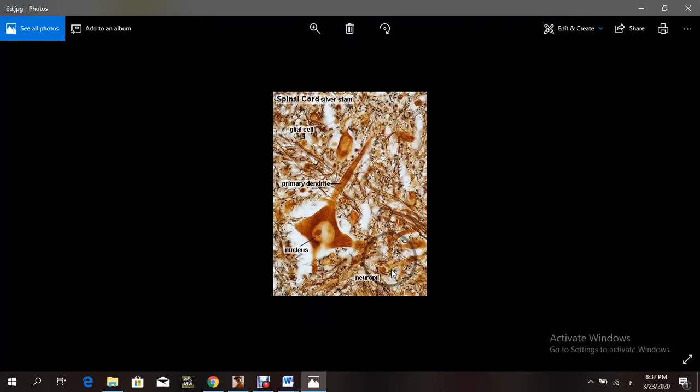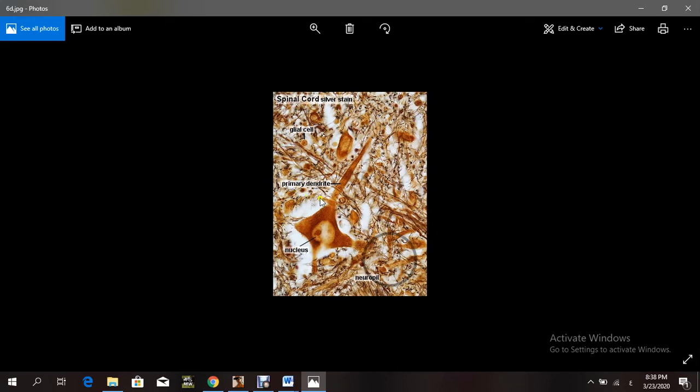This is a neuron which is stained with silver stain, and usually with this type of sectioning we can see the neuronal cell bodies inside the gray matter. So this is gray matter. This is the neuron, very large cells. This is the nucleus of the neuron. This is the perikaryon, and those are the dendrites. And it is stained with silver stain to illustrate the lipid component within the nervous tissue.